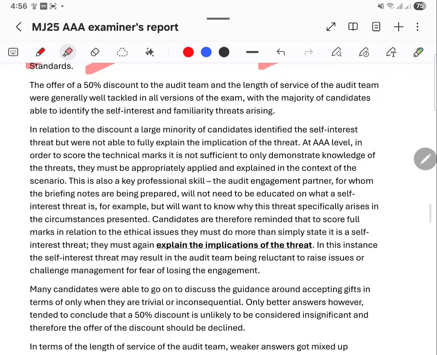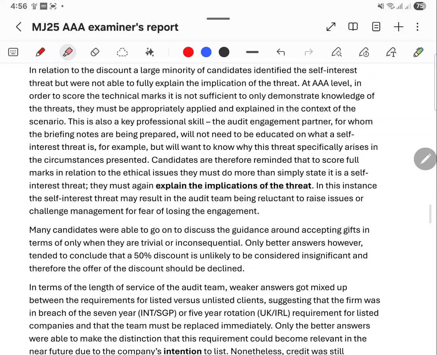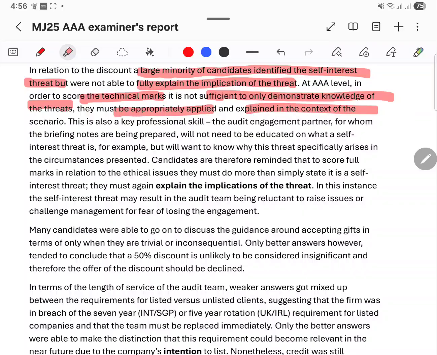The offer of a 50% discount to the audit team and the length of service of the audit team were generally tackled in all versions of the exam. The majority of candidates were able to identify self-interest and familiarity threats in relation to the discount. A large minority of candidates identified the self-interest threat but were not able to fully explain the implication of the threat. At AAA level, in order to score the technical marks, it is not sufficient only to demonstrate knowledge of the threats. They must be appropriately applied and explained in the context of the scenario.